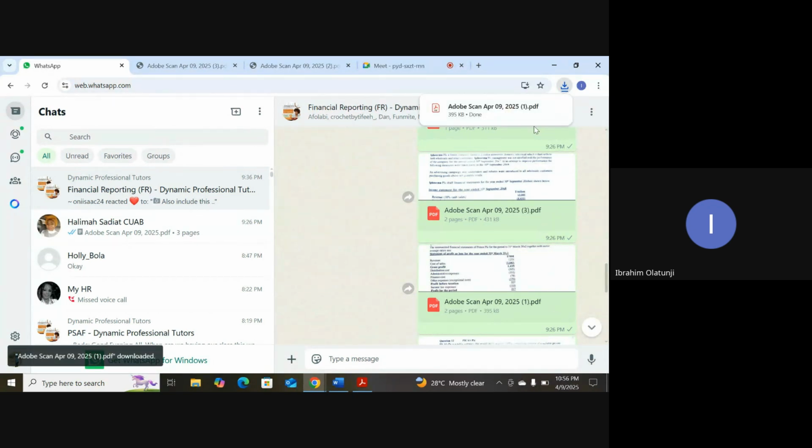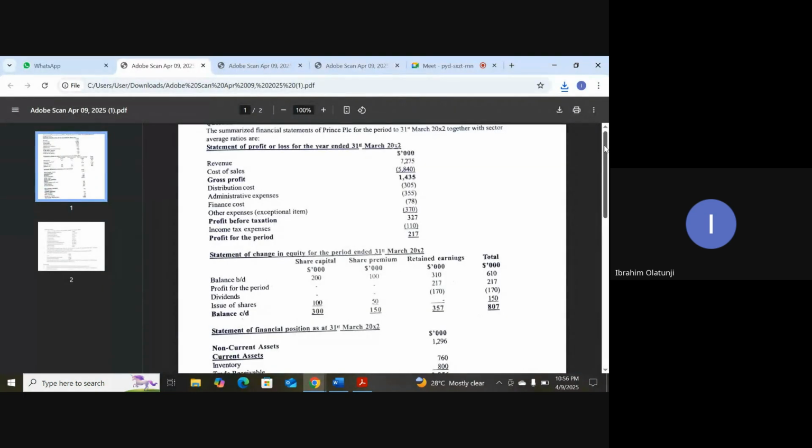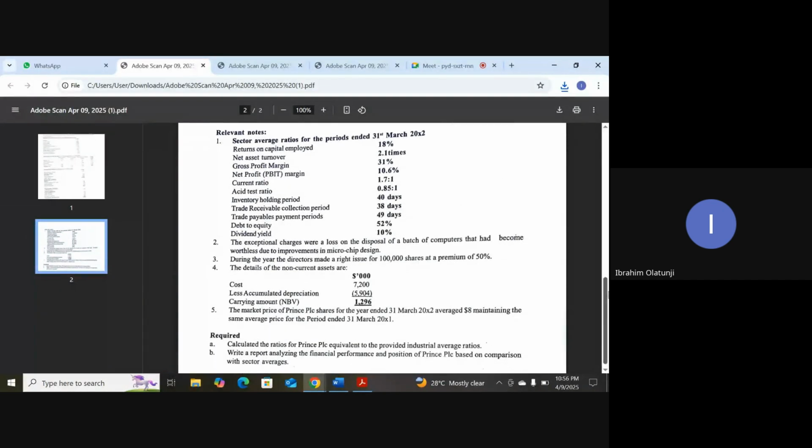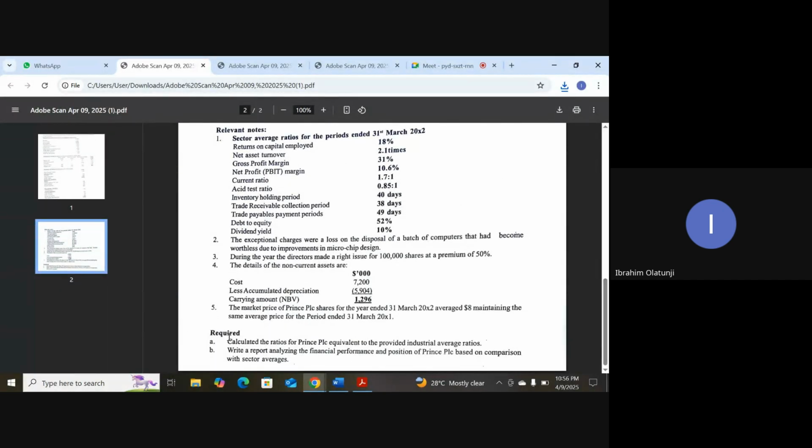Okay, let me look at another one that is here. I just want to see whether I've explained it. Okay, let's look at the requirement too. Look at the requirement. Hello, that person should move, please. Look at the requirement here. Calculate the ratio for the Prince PLC equivalent to the provided industrial average ratio. If you remember, I explained this industrial average that time, when we were talking of the limitation of financial ratio. I mentioned I, which is what? Isolation.